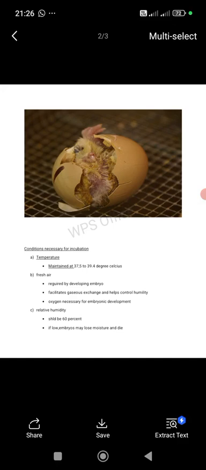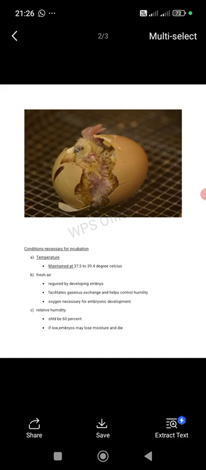There are different types of incubators which use different sources of heat. There are those incubators which use gas, others are using electricity, others are using kerosene. Each type of incubator has a method of controlling temperature.